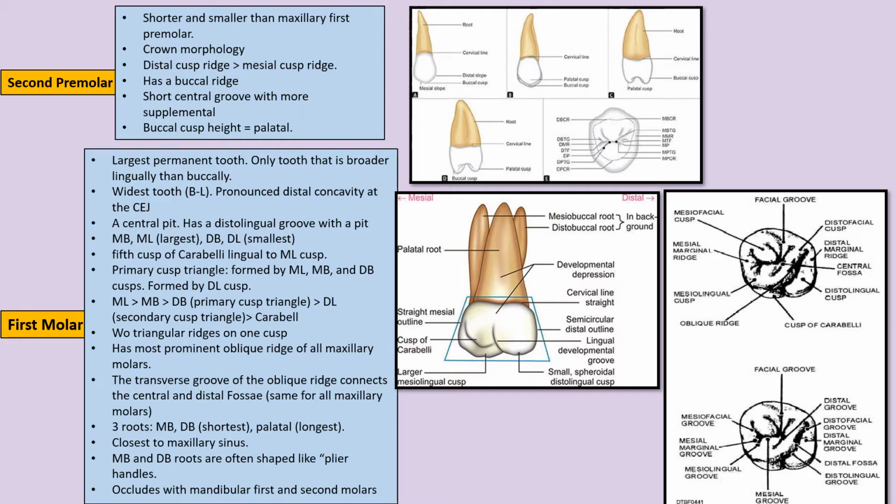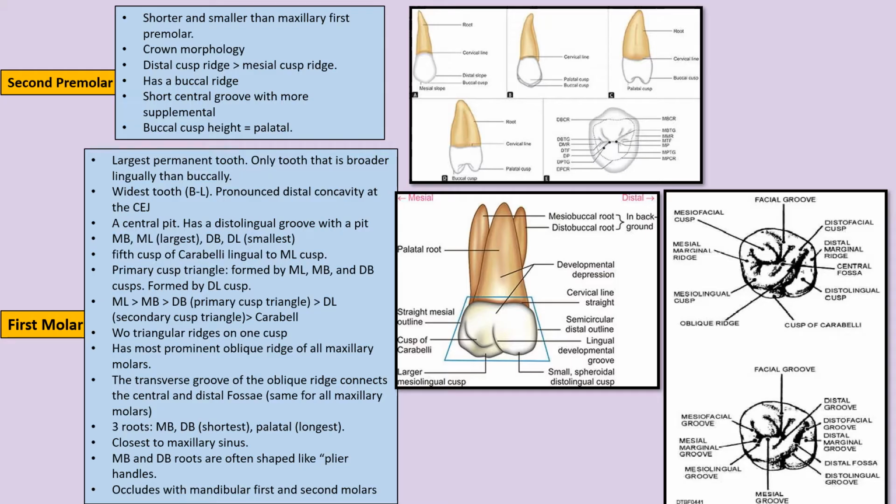Mesiobuccal, mesiolingual, so it has 5 cusps. Mesiolingual is largest, then mesiobuccal, then distobuccal, distolingual, and the smallest will be the cusp of Carabelli. Now the primary and the secondary cusp triangles are formed in this tooth, where the primary cusp triangle is formed by the mesiolingual, mesiobuccal and the distobuccal cusp, and the secondary cusp triangle is formed by the distolingual cusp. You can see the size sequence too.